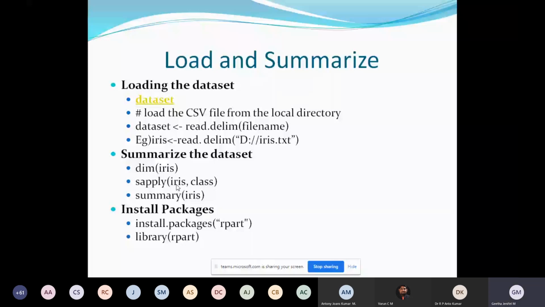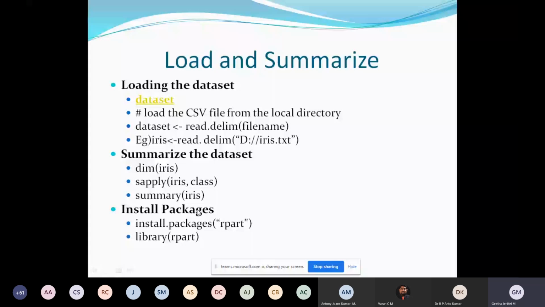So the last one is the summary. It shows the statistical summary about the data set, that is sepal width, sepal length and so on. So summary of iris says about the mean value of sepal width or sepal length. The next one is how to install packages in R programming.